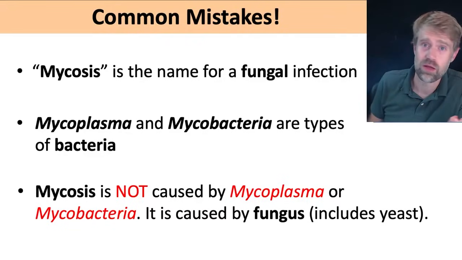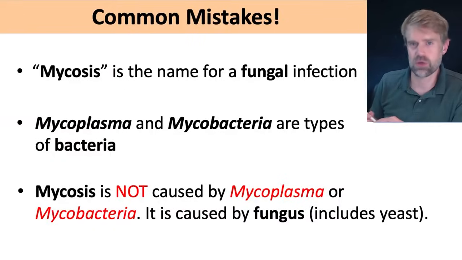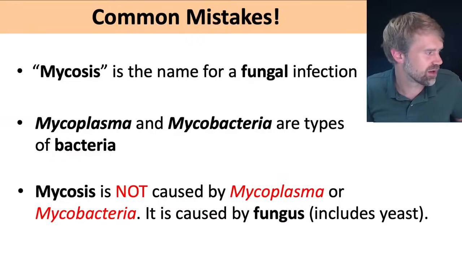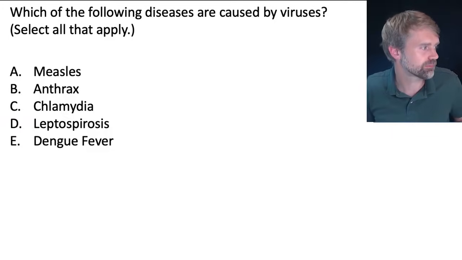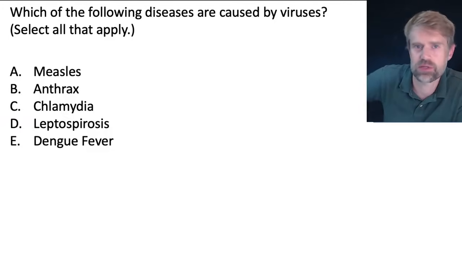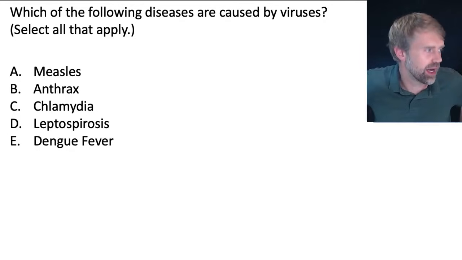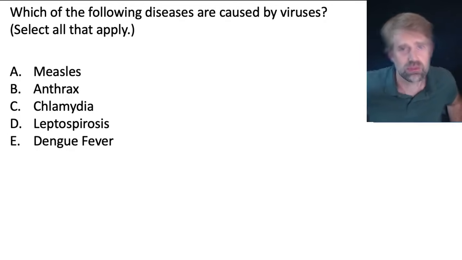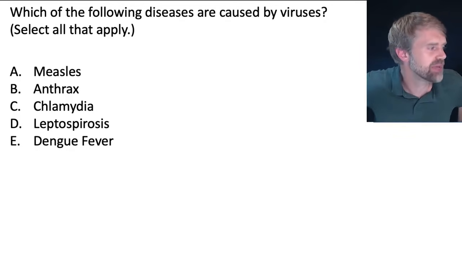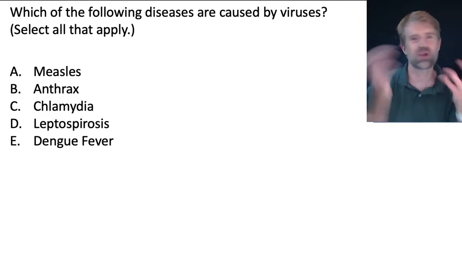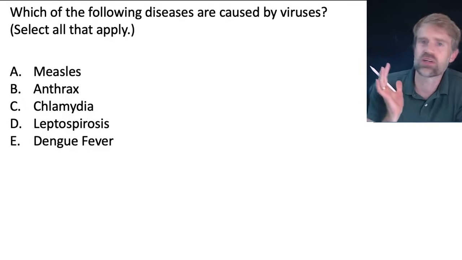I don't know. In the greater scheme of things, this stuff is not important, but the TEAS thinks it's important. The TEAS is going to try to mess with you. Here's the type of question you'll see on the TEAS. Which of the following diseases are caused by viruses? Select all that apply. A, measles. B, anthrax. C, chlamydia. D, leptospirosis. E, dengue fever. You see what I mean? This is the kind of question you're going to see on the TEAS.